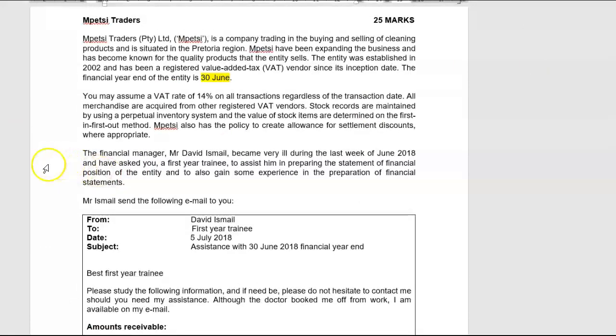Good. You may assume a VAT rate of 14%, very important, on all transactions regardless of the transaction date. All merchandise is acquired from other registered vendors. Stock records are maintained using the perpetual inventory system, and the value of stock items is determined on the first in, first out method. Mpetsi also has a policy to create an allowance for settlement discount accounts where appropriate.